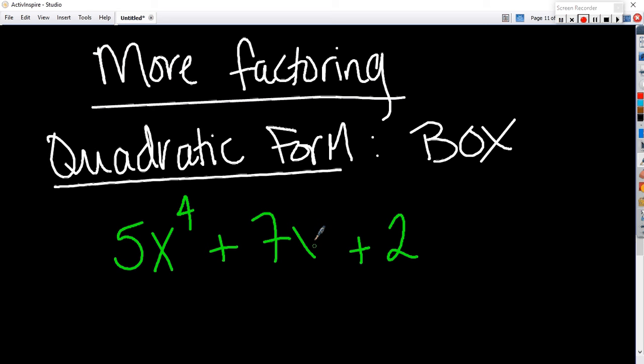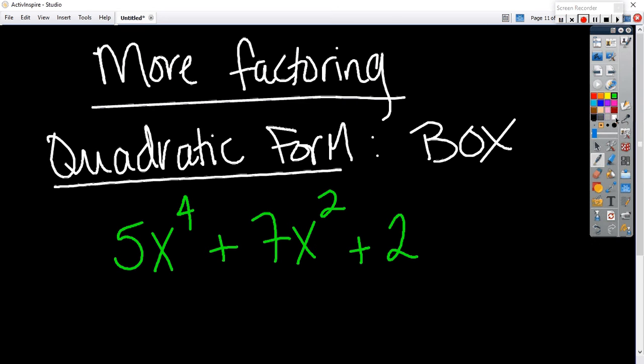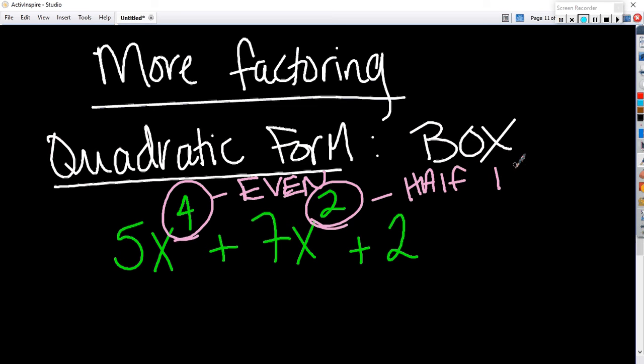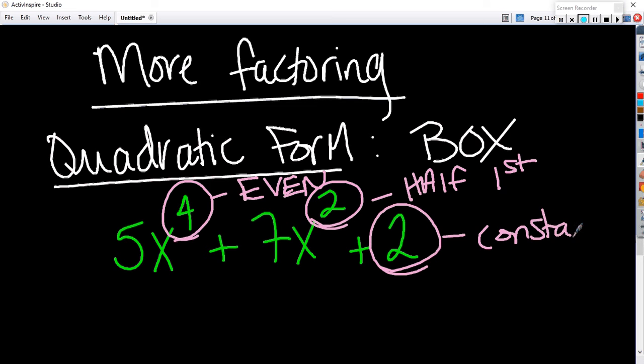Let's say 7x squared. For it to be in quadratic form, the first exponent has to be even. And the second exponent has to be half of the first. I'm telling you what quadratic form means. Quadratic form means when you write it this way, the first exponent is even, the middle exponent is half of the first exponent, and the last number doesn't have a variable on it at all. It's just a constant.